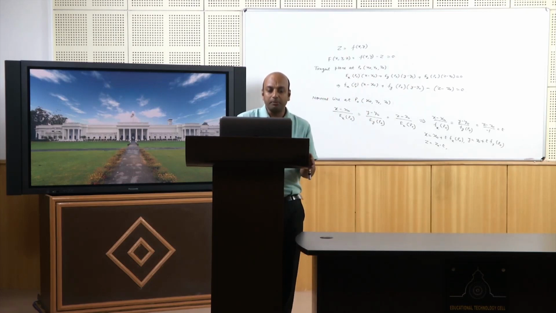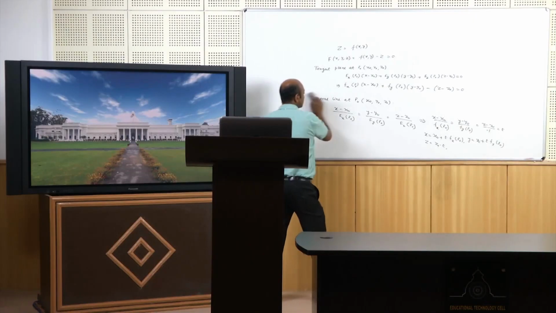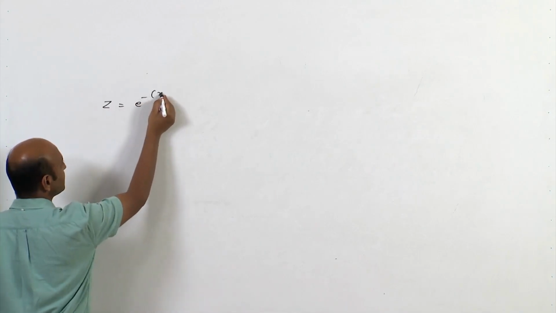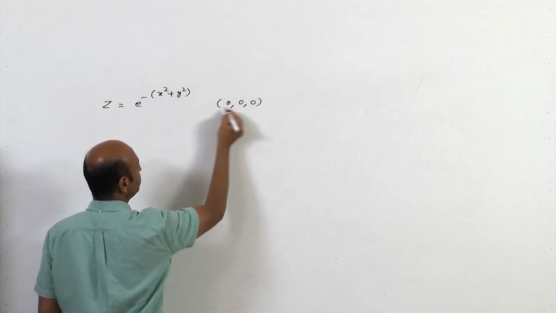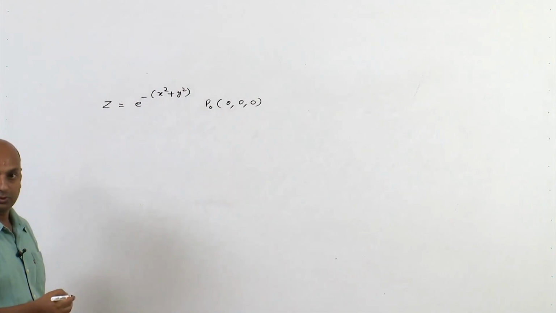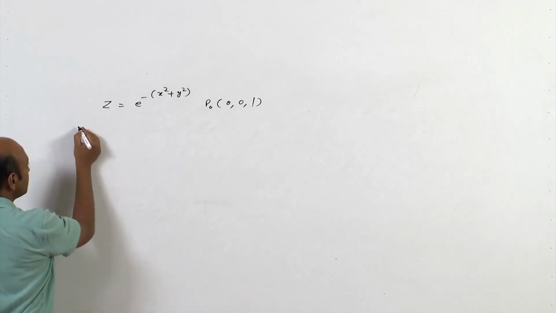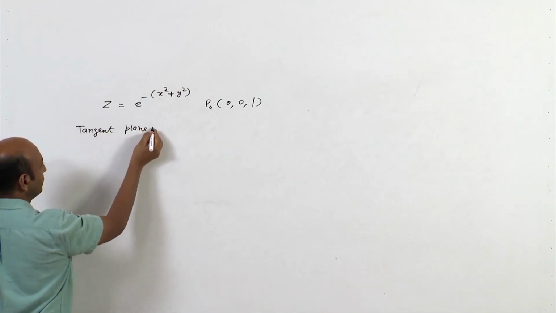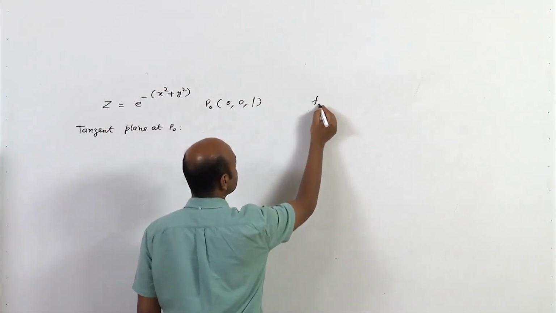Suppose you want to solve this problem, find the equations of tangent plane and normal line to the given surface. Say we take the first problem, similarly we can solve the second problem also. So, it is z equals to e raised to power minus x square plus y square, and the point is 0, 0, 1. So, how can we solve this? So, tangent plane at P naught will be, so you first find fx.